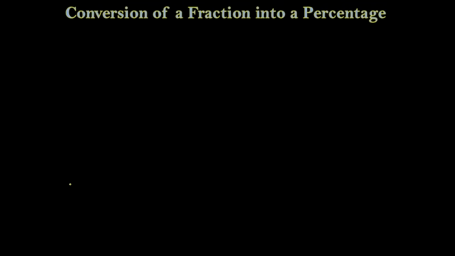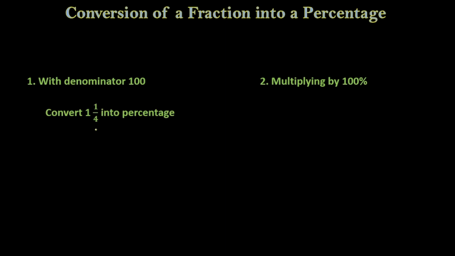All fractions can be converted into a percentage. We can do this either by writing the fraction as a fraction with denominator 100, or by multiplying with 100%. Let's understand this by an example. You have to convert 1 whole 1 by 4 into percentage. Firstly we'll solve with the first method, that is with the denominator 100. For this you have to convert this mixed fraction into an improper fraction. So when you convert 1 whole 1 by 4, you will get 5 by 4.